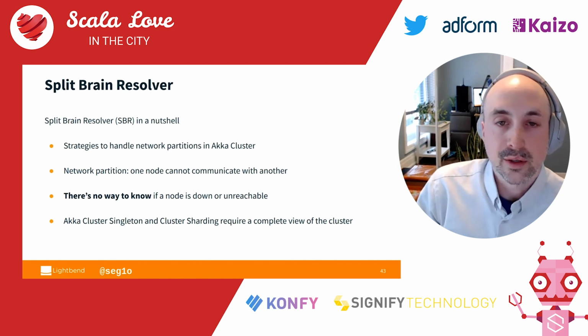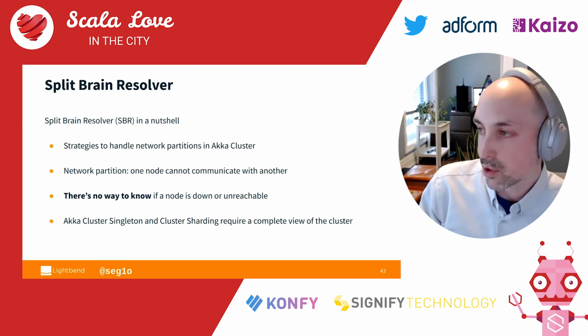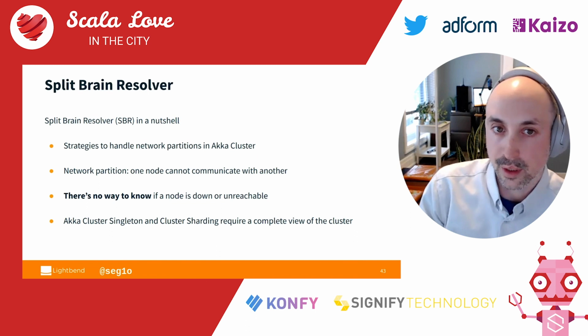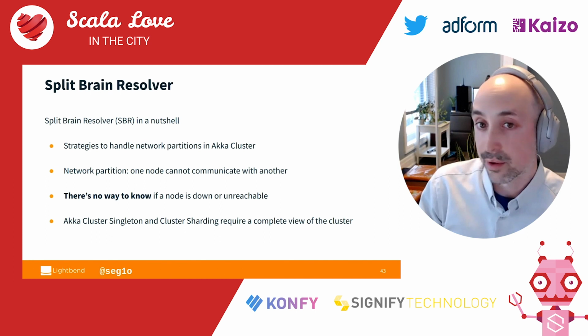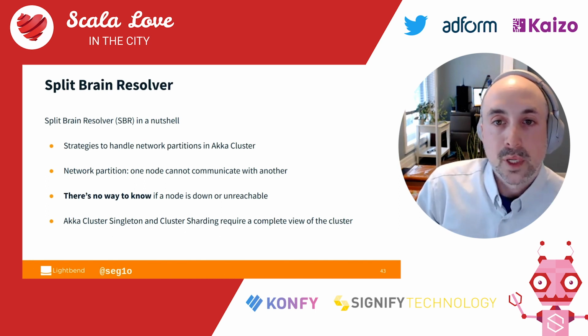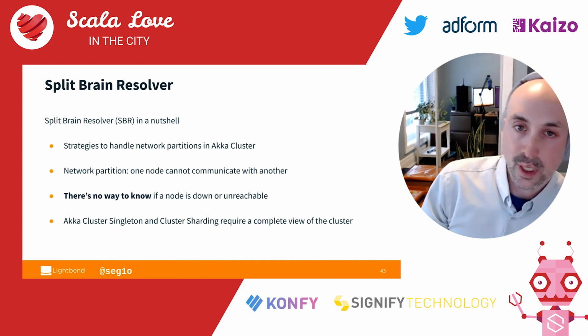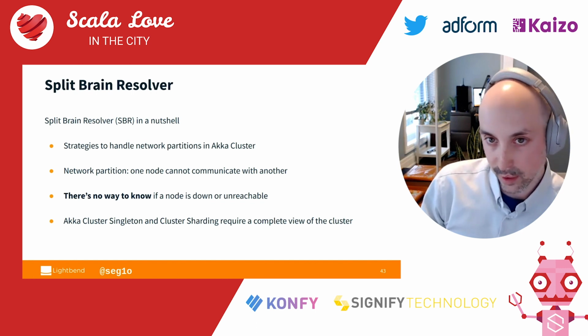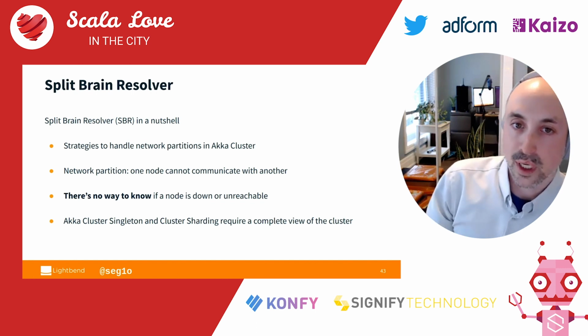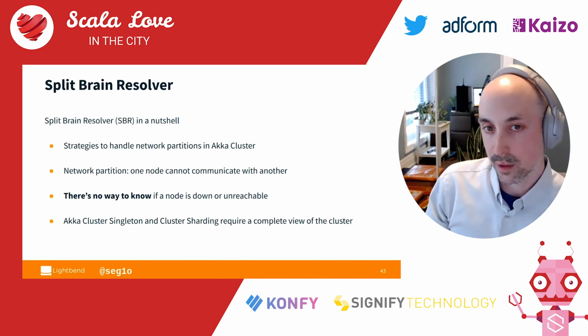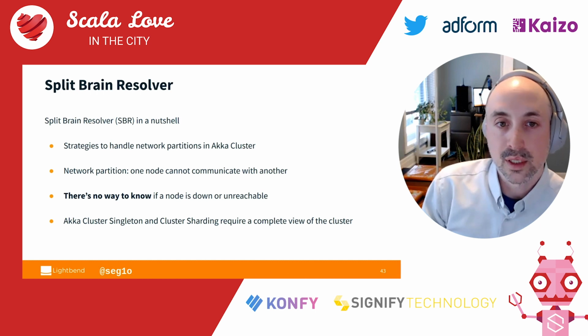So it's a set of strategies to handle network partitions within an Akka cluster. And a partition occurs whenever a node can't establish a network connection to other nodes. A node might not be reachable because of that network partition, or it could be because the JVM with that node shut down unexpectedly for whatever reason. There's no way we can tell which case happened. We just know that that node is unreachable. So to handle these situations, we use SBR.